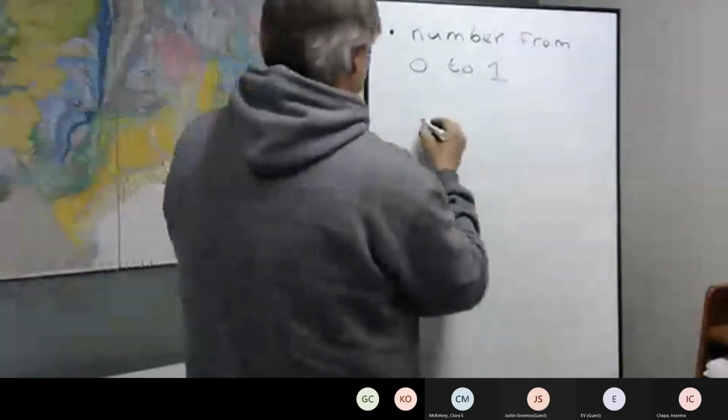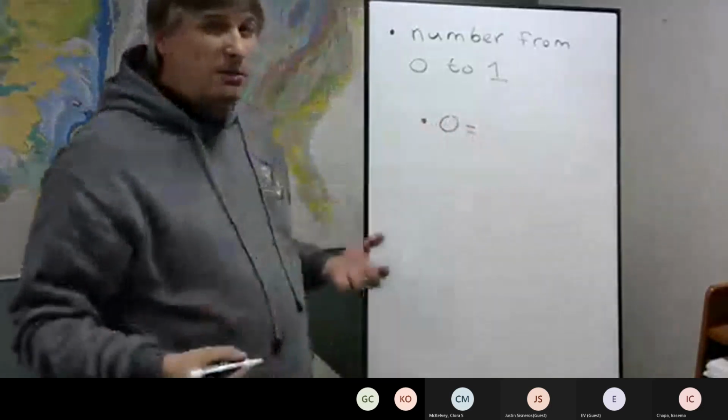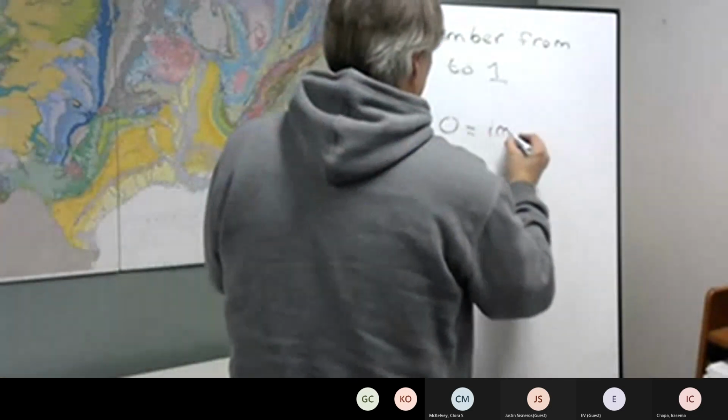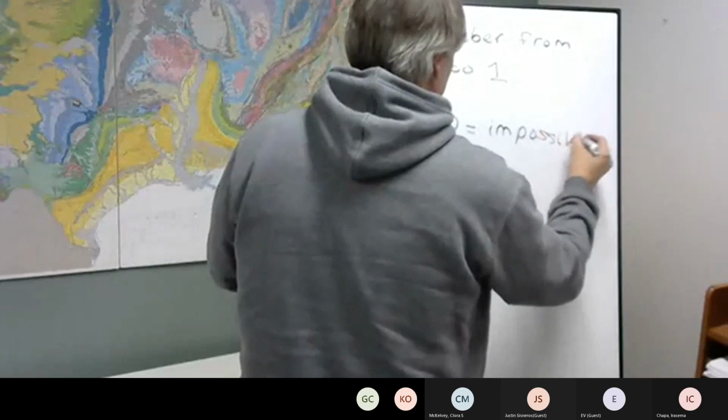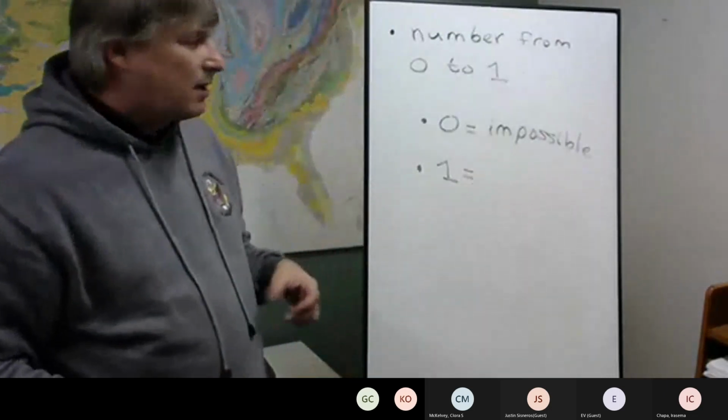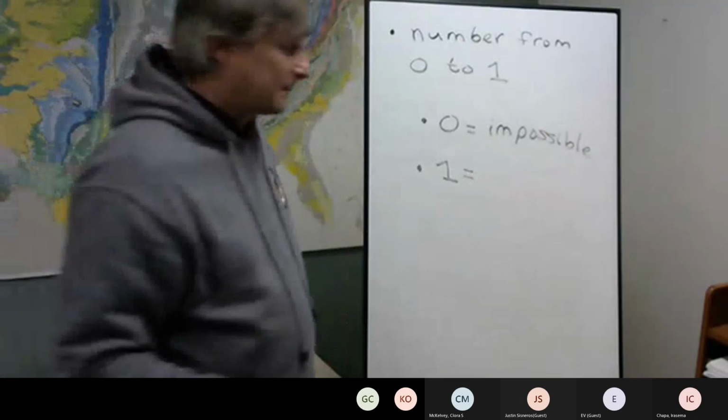Now, if you have a probability of 0, that means it's impossible for the event to occur. And a probability of 1 means that it's certain to occur. And most of the probabilities we're going to be dealing with are going to fall somewhere in between. So let me give you an example. Well, first off, let's talk about something else first.